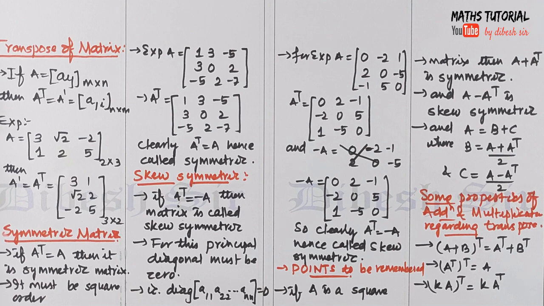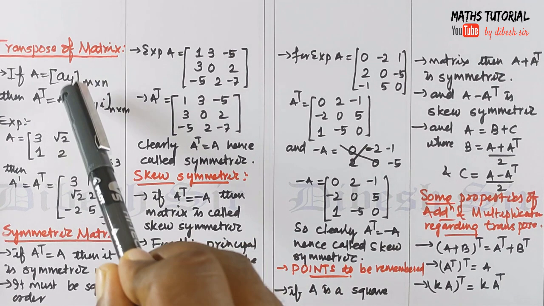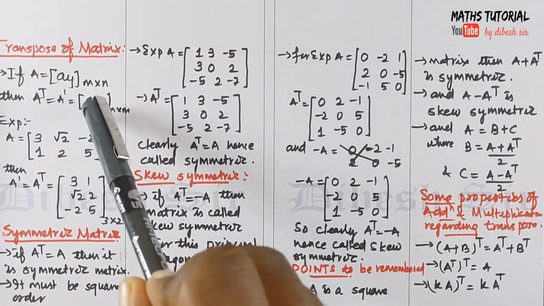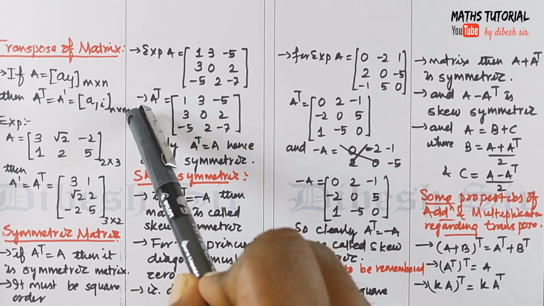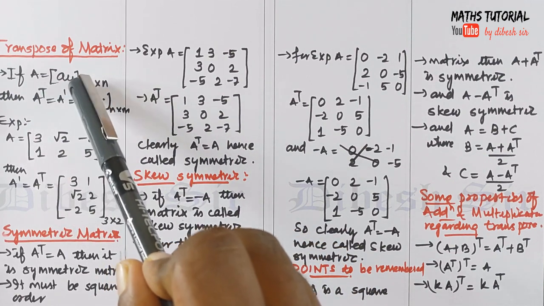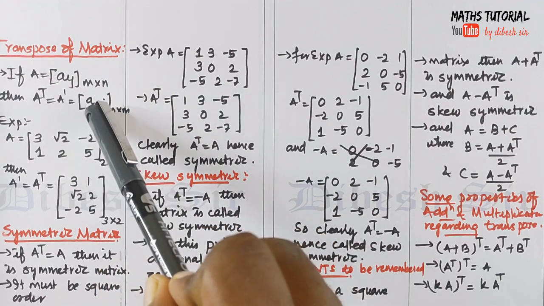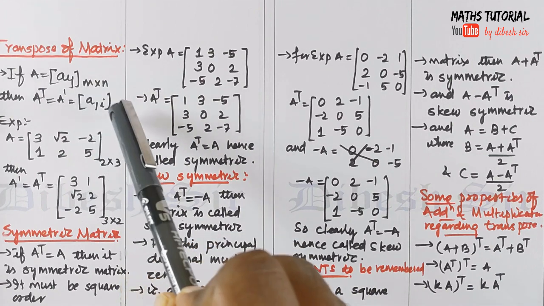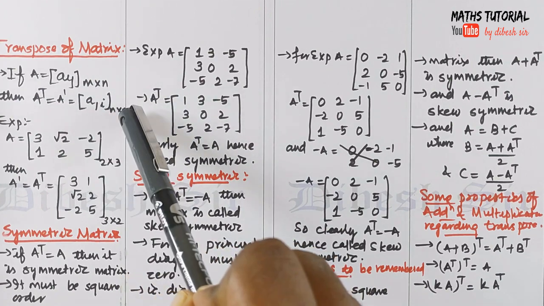So today's topic is transpose of matrix. If A = [aij] is m cross n, then A transpose, written A dash, is [aji], n cross m. So row changes to column, column changes to row. See here, it is ij and this is ji. Then the order is reversed: m cross n becomes n cross m.